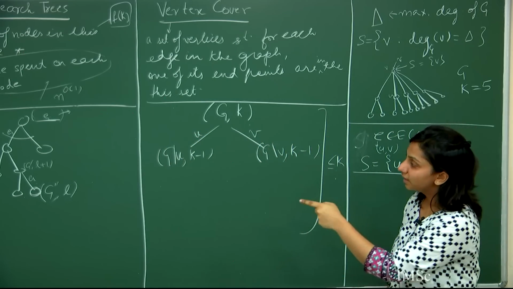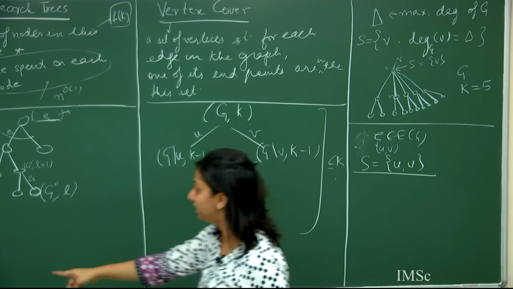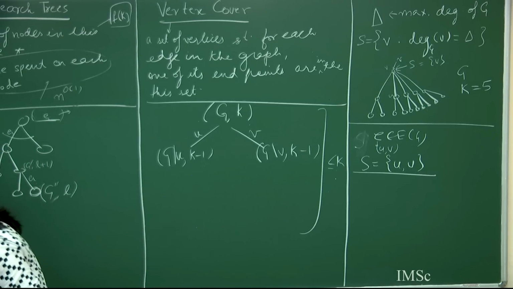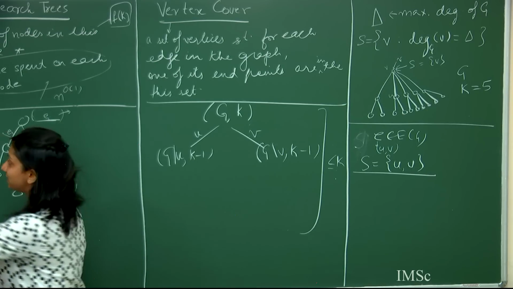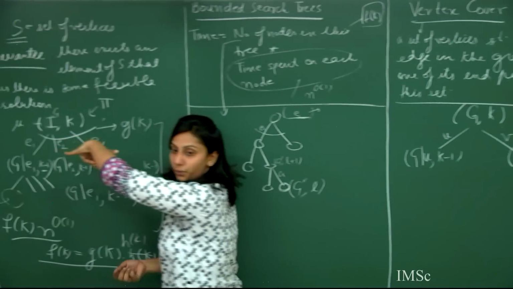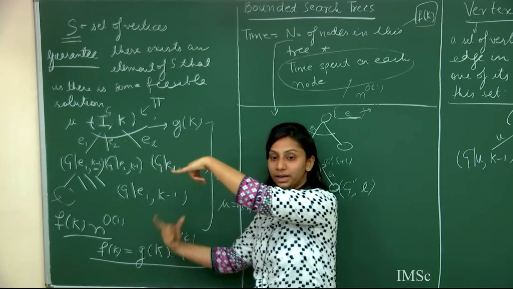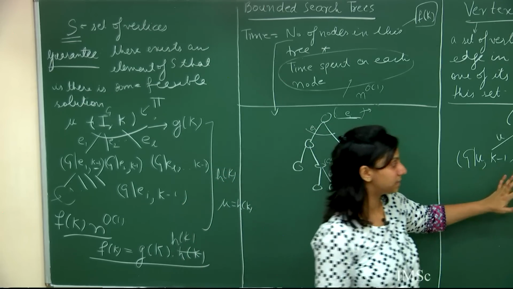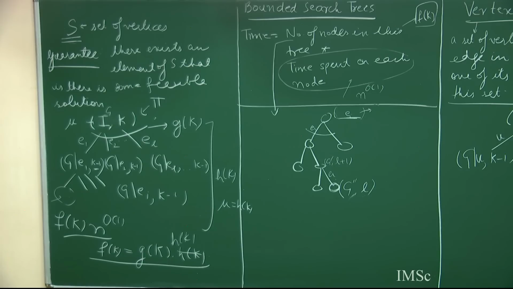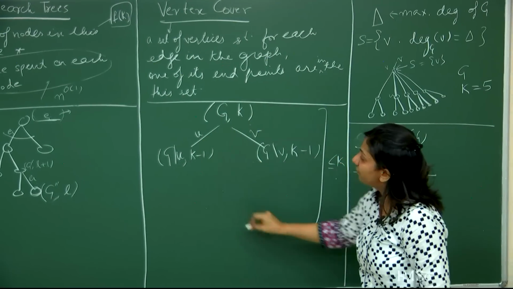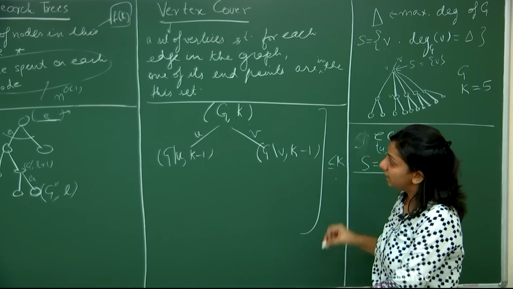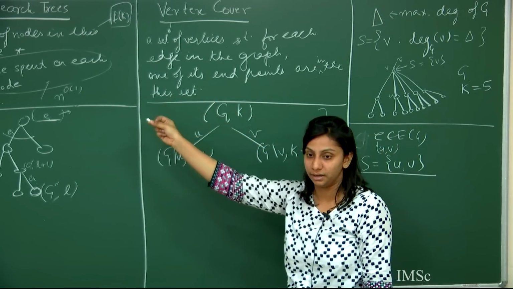Okay. Yeah, I think I very stupidly wrote that 2 into k. It should be 2 power k. Why? Because it's like 2 children going, and from each of them again 2 things going, up to a height of k. But anyway, we'll see that. So this is the branching tree that I get corresponding to vertex cover, and the running time of the algorithm is the number of nodes in this branching tree times polynomial in n.